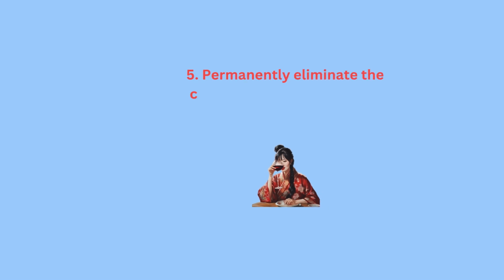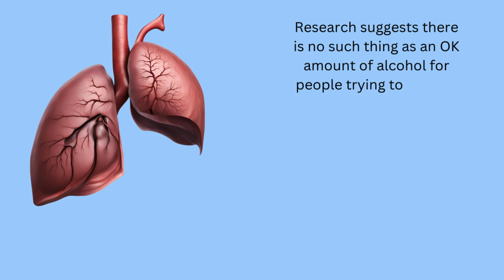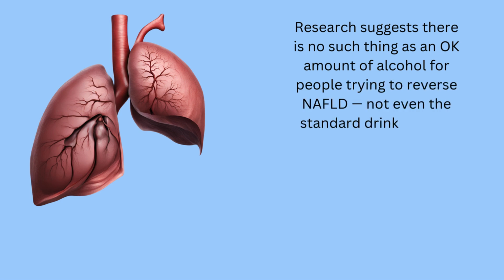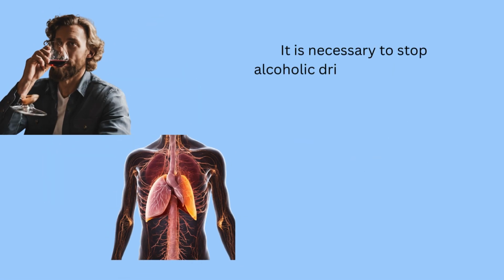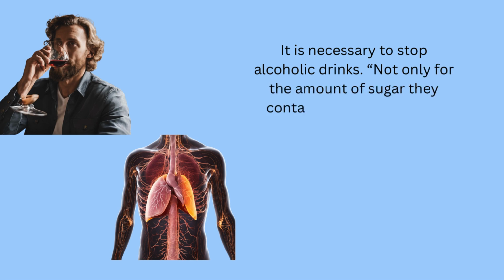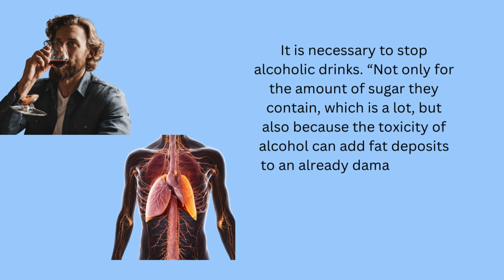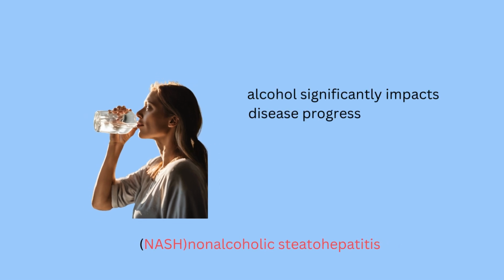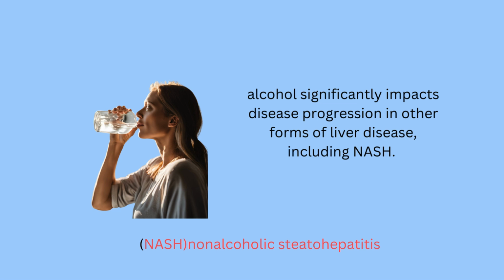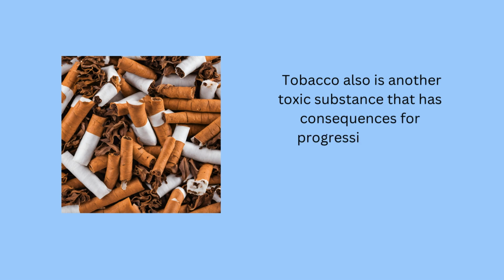5. Permanently eliminate the consumption of alcohol and tobacco. Research suggests there is no such thing as an okay amount of alcohol for people trying to reverse NAFLD, not even the standard drink per day for women or 2 drinks per day for men. It is necessary to stop alcoholic drinks, not only for the amount of sugar they contain, which is a lot, but also because the toxicity of alcohol can add fat deposits to an already damaged liver, which may lead to progression of the disease. Alcohol significantly impacts disease progression in other forms of liver disease, including NASH. Tobacco also is another toxic substance that has consequences for progression of this disease.